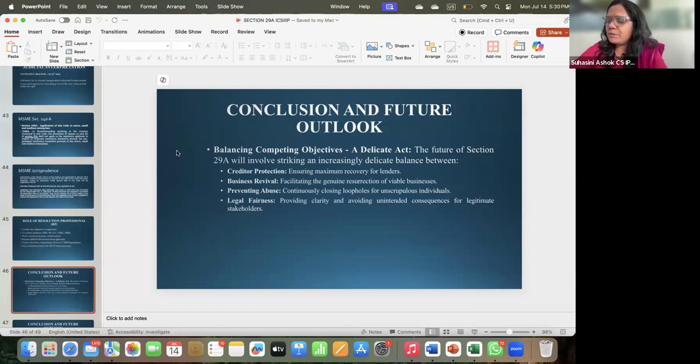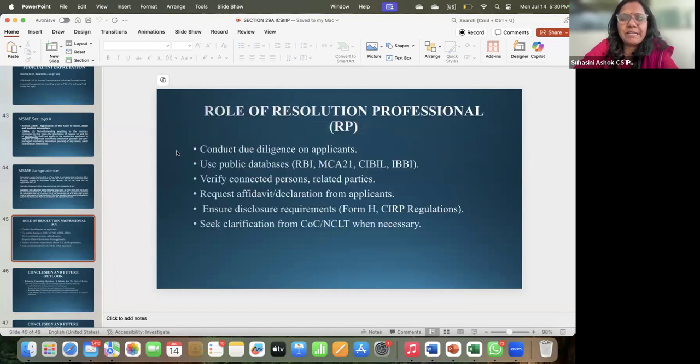So preventing abuse is only about shutting out the unscrupulous individuals who are responsible for this stress, and also closing the loopholes in the competing process. Again, this is the legal fairness principle, where the consequences provide clarity on who is ineligible. So this is again the basic principle for balancing the competing objectives of 29A.